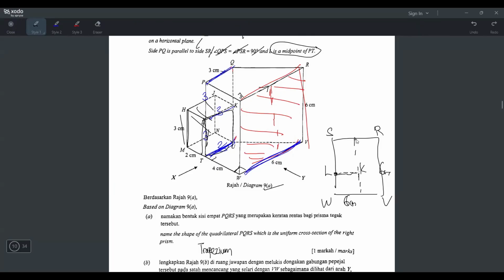And then what about this here and this here? So the straight line, the dotted line that you see here, it will be Q on top, U at the bottom. Okay. So yeah, this is the complete labeling.